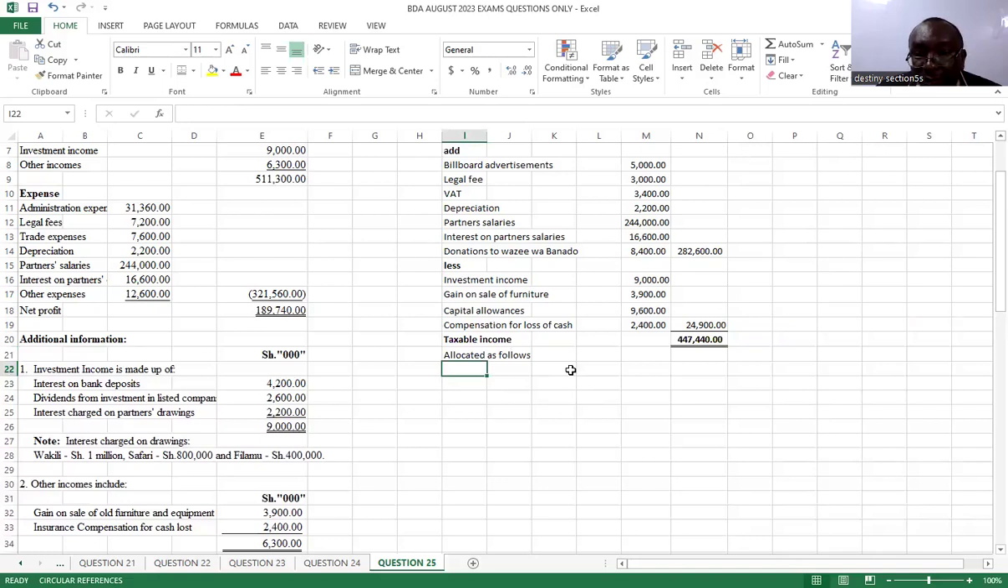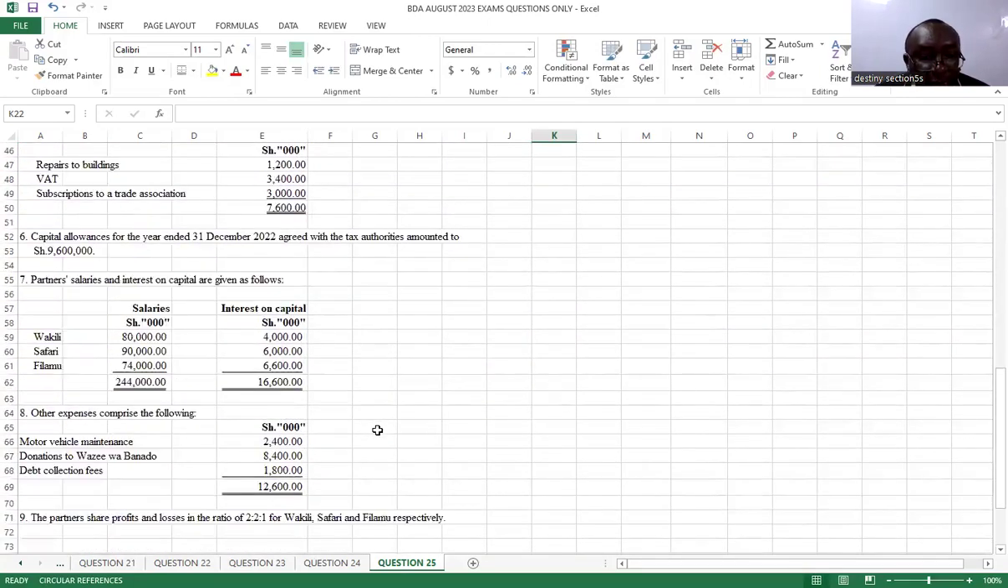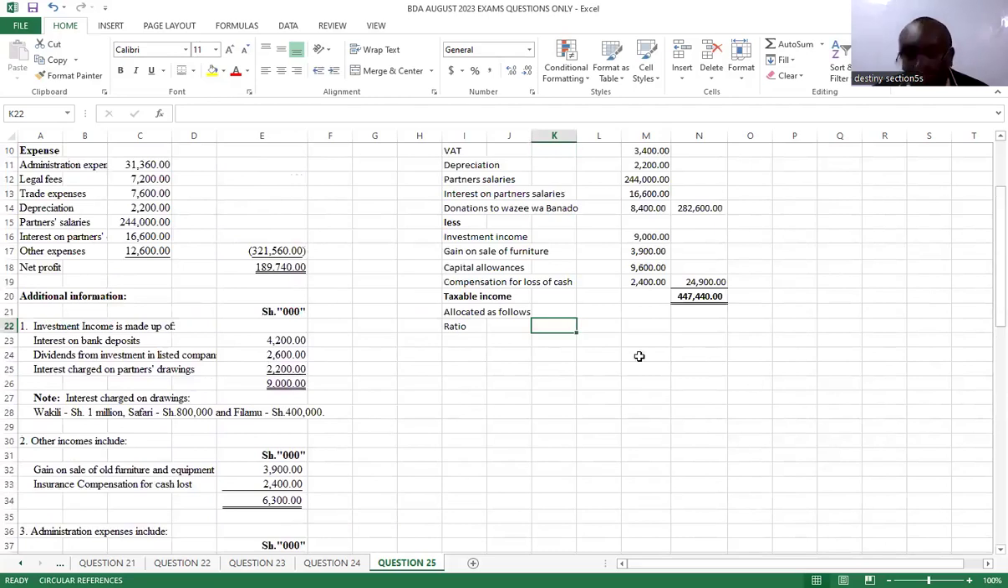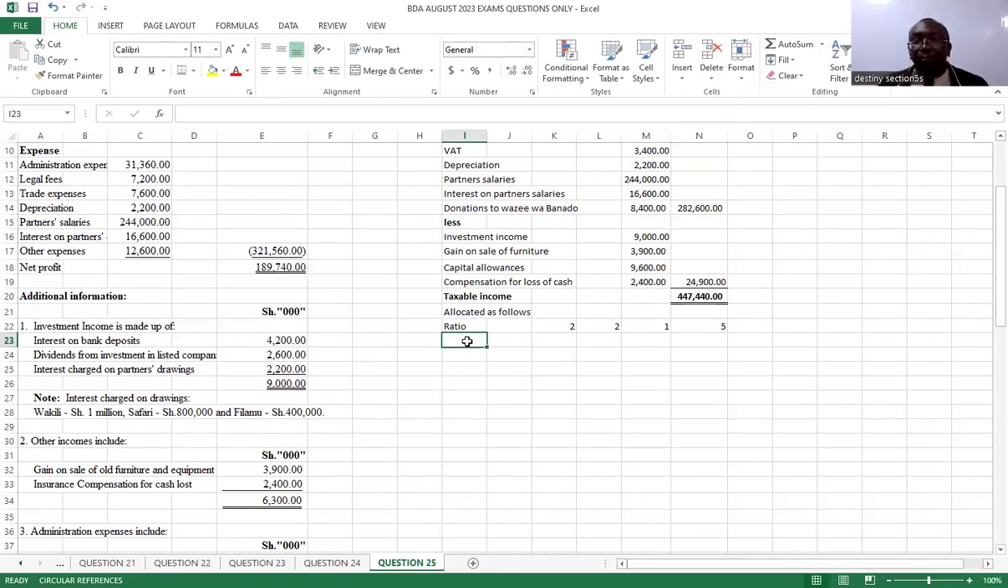I have the ratio. The ratio, we are told the ratio was what? You require the ratio 2 to 1. So you put 2, you put 2, you put 1. Then here you say equals to this plus this plus this.